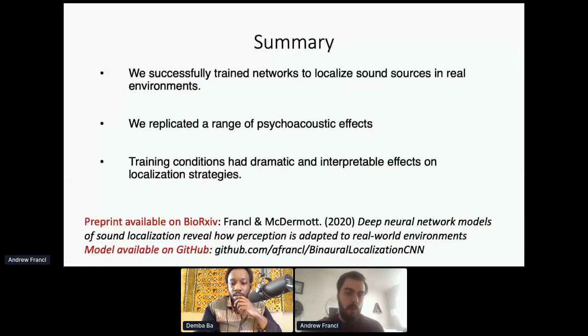If you're interested in more details or want to know more about any aspect of these experiments, all this work is presented in much more detail in our bioRxiv paper. And in addition, our model is available on GitHub.